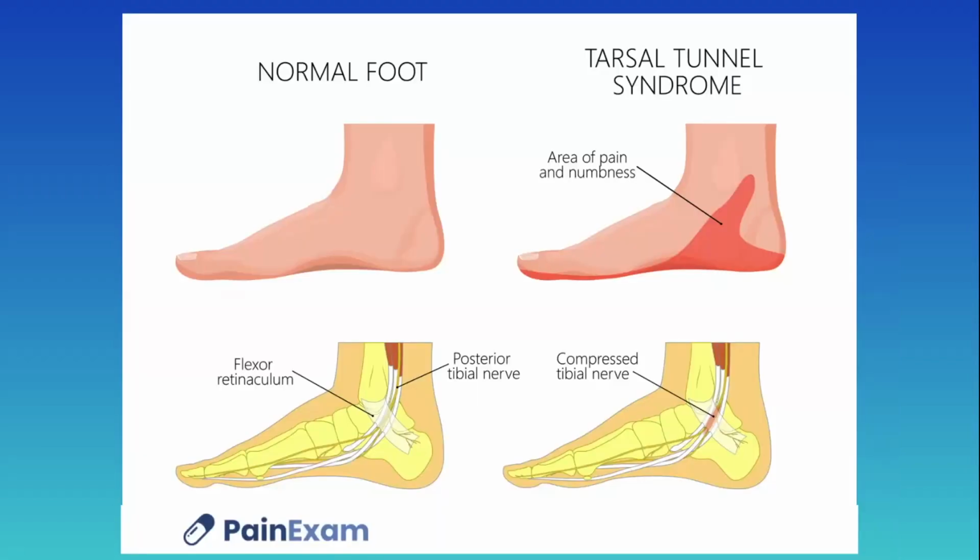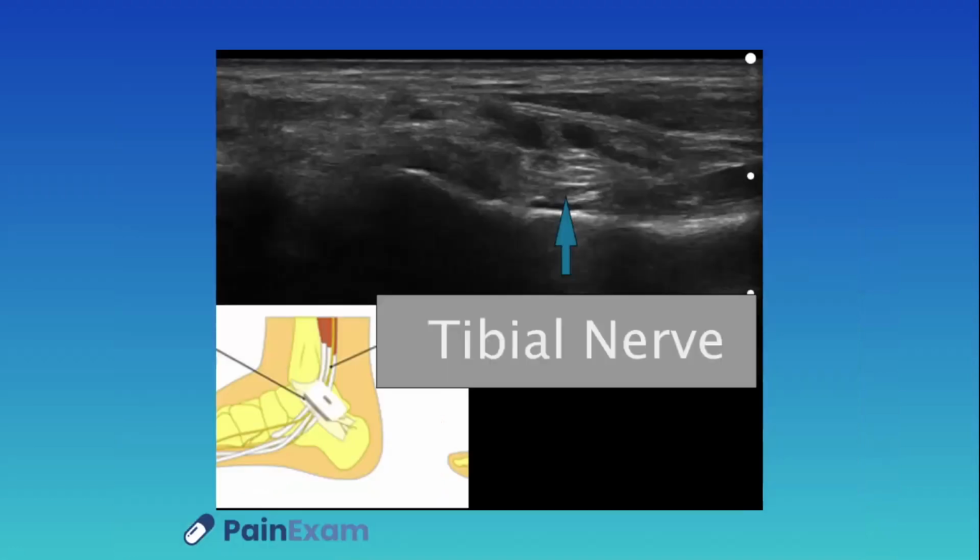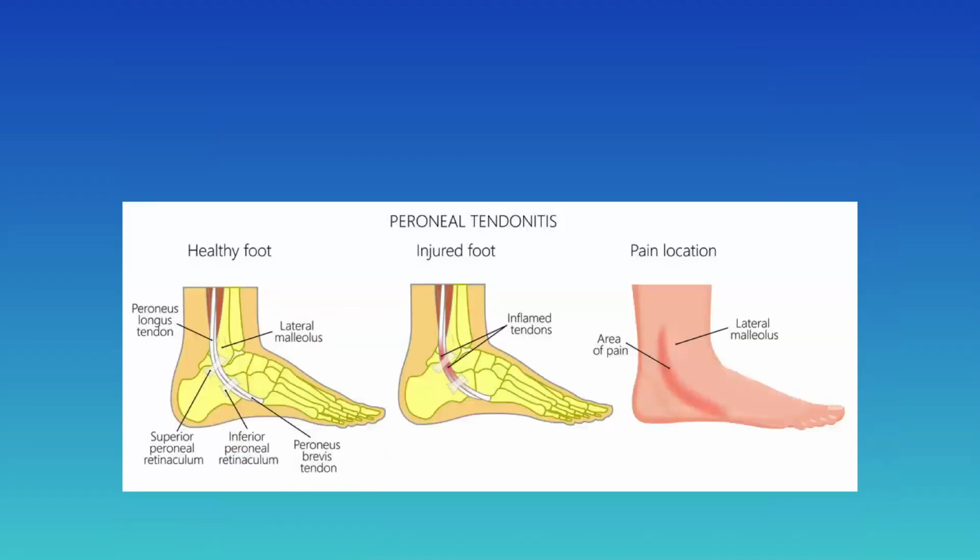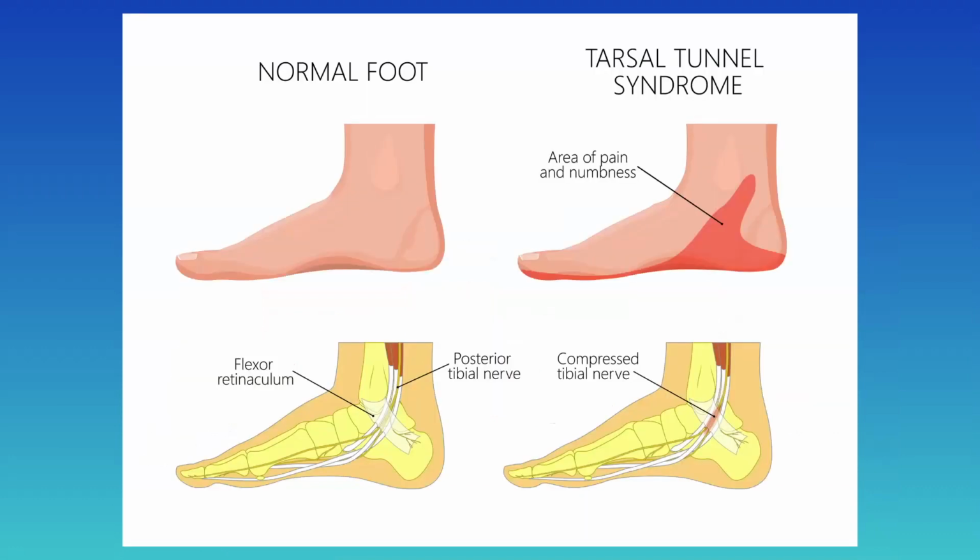Tarsal tunnel we discussed earlier, you have a compressed tibial nerve. Once again, the tibial nerve is here. Peroneal tendonitis, you can have inflamed tendons of the foot. And just as an FYI, most tendons look very much alike. It's really just knowing your anatomy, knowing where to look for them.